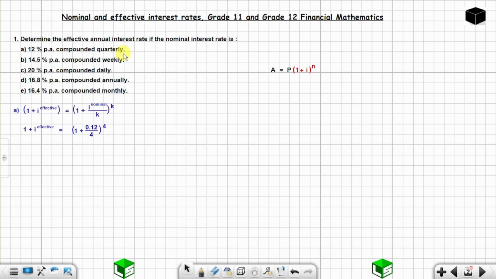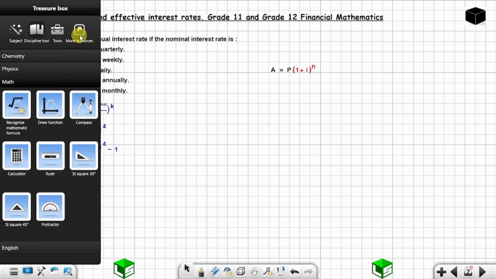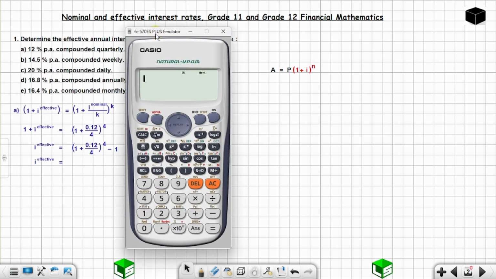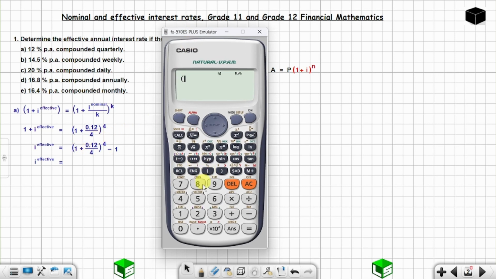Now the question is to determine the effective annual interest rate. You can keep this on the left side. This is equal to this. You take 1 to the right, so now you have minus 1. The effective annual interest rate is equal to this, and you can plug this in your calculator to get the answer. So you have this in bracket.